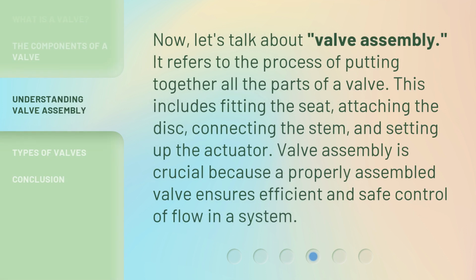Now, let's talk about valve assembly. It refers to the process of putting together all the parts of a valve. This includes fitting the seat, attaching the disc, connecting the stem, and setting up the actuator. Valve assembly is crucial because a properly assembled valve ensures efficient and safe control of flow in a system.